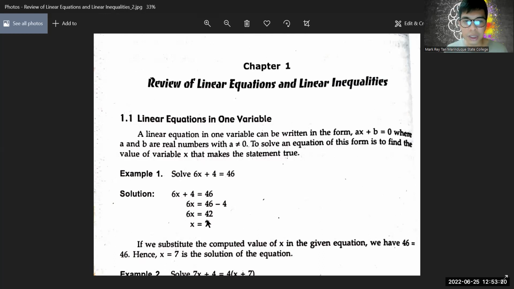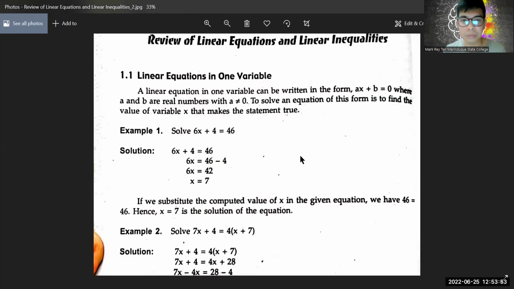So divide mo lang yung 6x by 6 and then yung 42 divide mo by 6. Then we can find the value of x as 7. To check if our answer is correct, you just substitute the value of x to 7. If we're going to do it here, we multiply 7 to 6, which is 42, plus 4, 46. So through that process, you're going to find out if your answer is correct. So check mo siya kaagad.